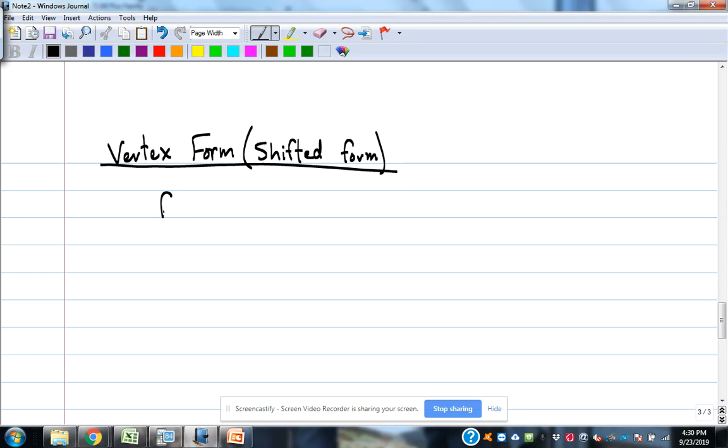Okay, and the way it works is you have a function. There's that a, the same a that we had with standard form. That's the same a. And then we have a set of parentheses: x minus h, squared, plus k. What this does is it takes the parent function, the x squared function, and shifts it h units to the right, k units up or down. The a decides how wide it is, whether it opens upward or downward. Okay? The a still decides everything the same way.